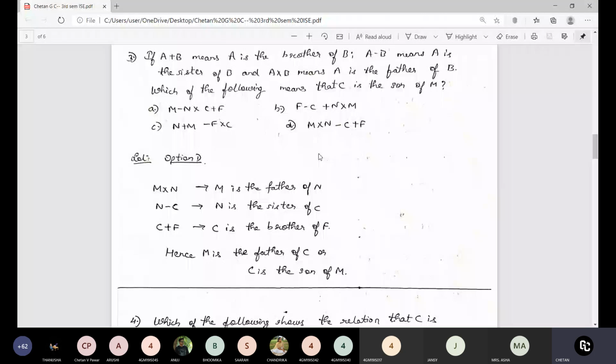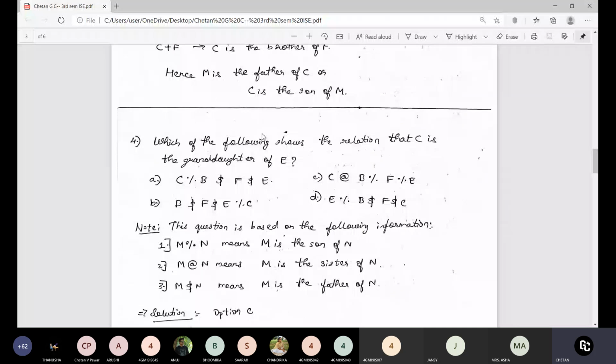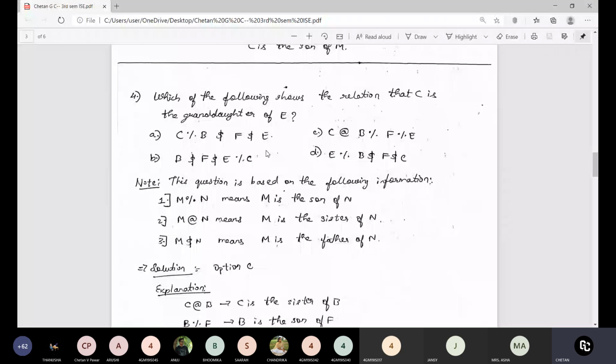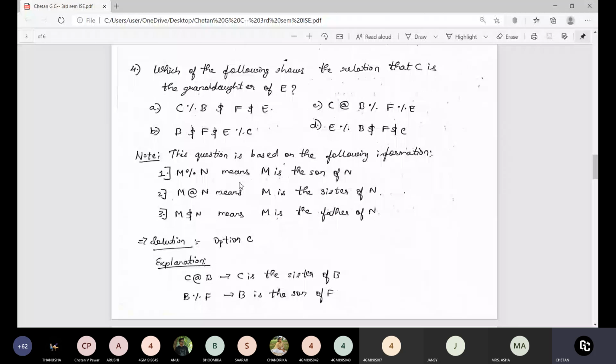So moving on to the fourth question, which of the following shows the relation that C is the granddaughter of E? So before going to these options, the question is based on the following information as you see in this note. That is M mod N means M is the son of N, and M at N means M is the sister of N. M dollar N means M is the father of N. So there are given some sequences. We need to match by taking this information. So here option C is correct.